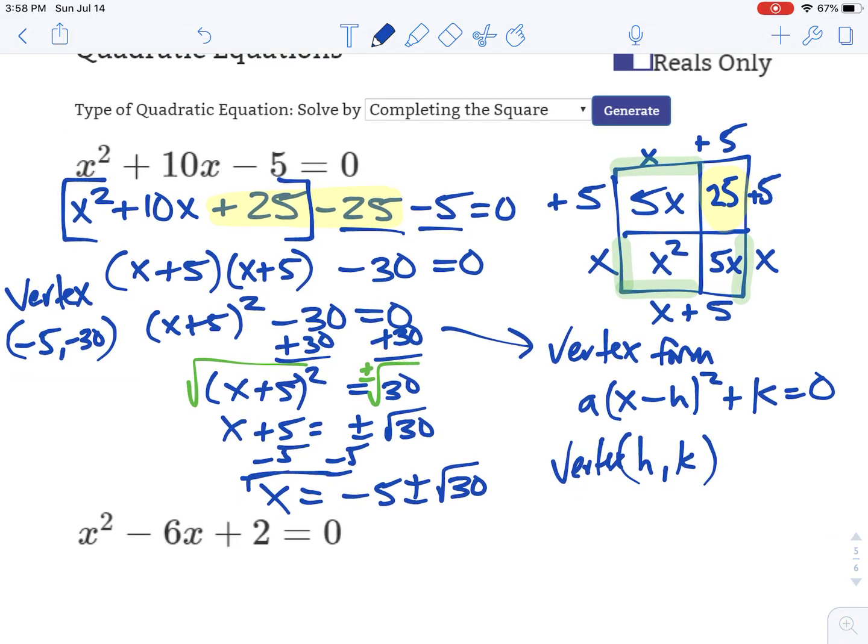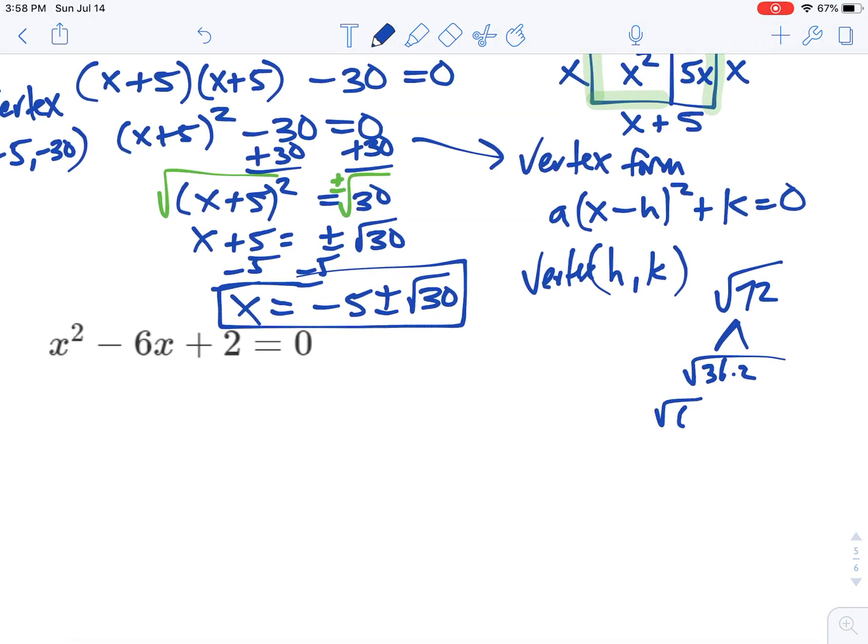Negative 5 plus the square root of 30 and negative 5 minus the square root of 30, because the square root of 30 isn't going to simplify. So if we had, say, for example, the square root of 72, we could call that the square root of 36 times 2, which would be the square root of 36 times the square root of 2, which would be 6 square root of 2. That's how we could simplify that radical down if it looked like this.